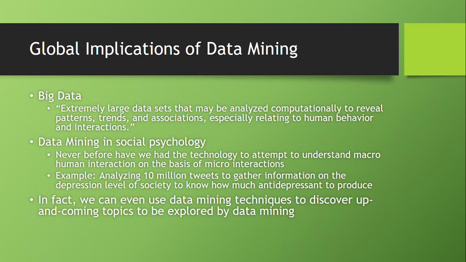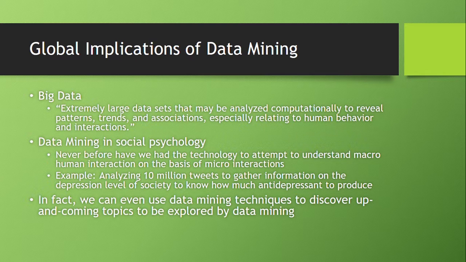So we haven't had the technology to attempt to understand macro human interactions on the basis of micro interactions. And what I mean by that is we can't take what goes on in one person's head and expand that to predict the trends in society. And the utilization of data mining and stuff like a neural network can let you build relationships out of that you had no hope of developing before.